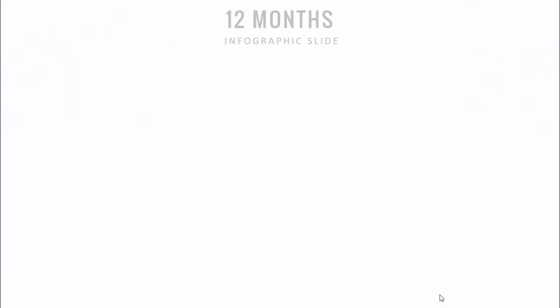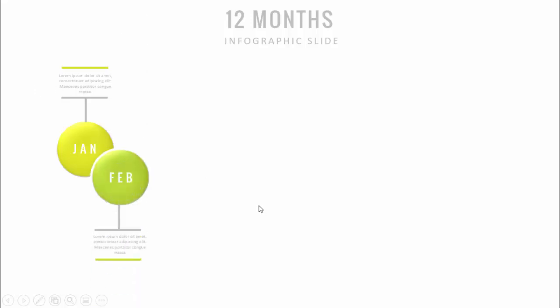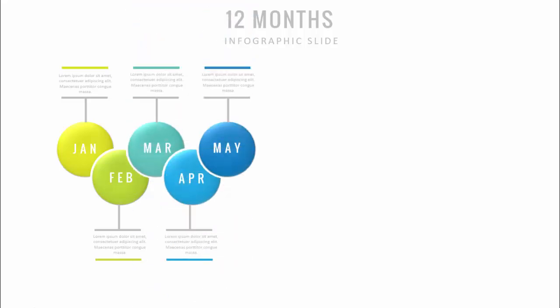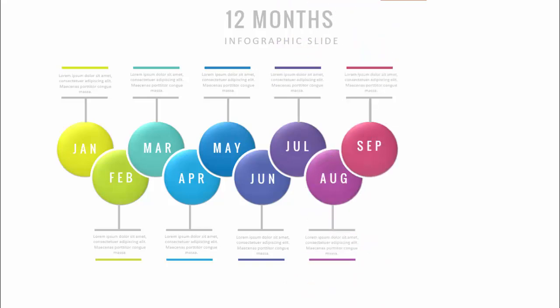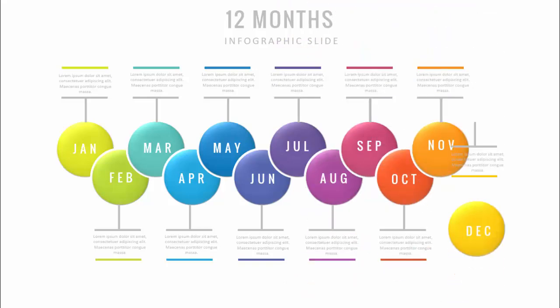In today's tutorial, I'm going to show you how to create a 12 months infographic slide in PowerPoint, and this is how the slide works. When I click the first month, you can see here Jan, and then the detailed text can be added here, and on my next click the February will come with a different color, then March, April, May, June, July, August, September, October, November, and December.